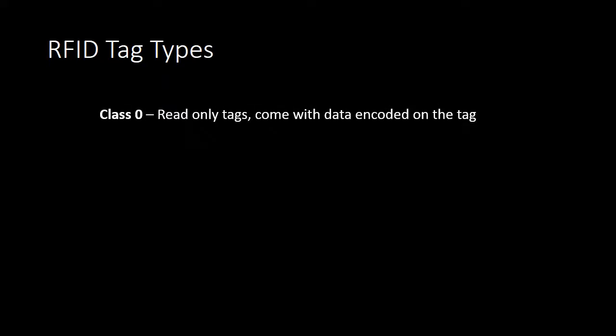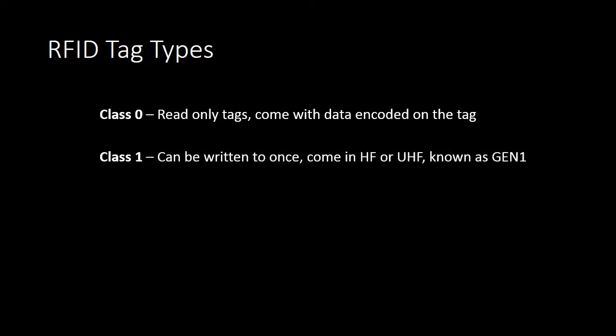There are basically three types of tags called classes. Class 0. These tags are read-only and are encoded with data when they are manufactured. Class 1. These tags allow you to write data to the tag and are usually one-time programmable, OTP. These are available in HF or UHF and are known as Gen 1.